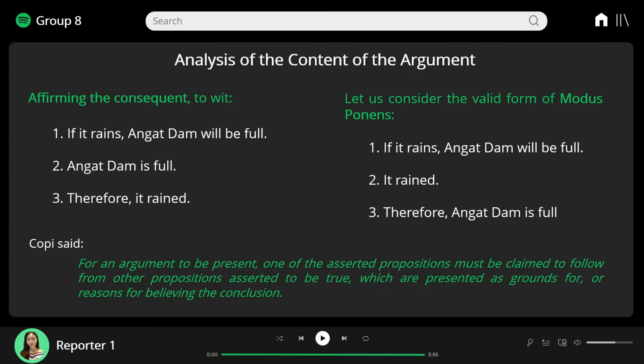This argument does not fit the definition of cogency. He means that in the valid form, you cannot offer the two premises 1 and 2 as grounds for or reason for believing the conclusion, because if you do, then the conclusion will not follow from the premises. Whereas in the invalid form, if Angat Dam is full, you know with near certainty that it rained even if you have not observed the rain. Hence, it is in the invalid form of affirming the consequent where the two premises 1 and 2 can be used as grounds for or reason for believing the conclusion.